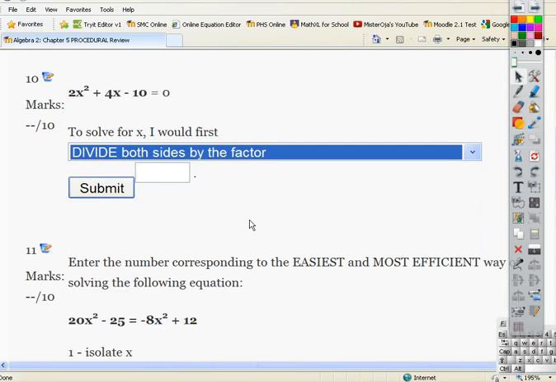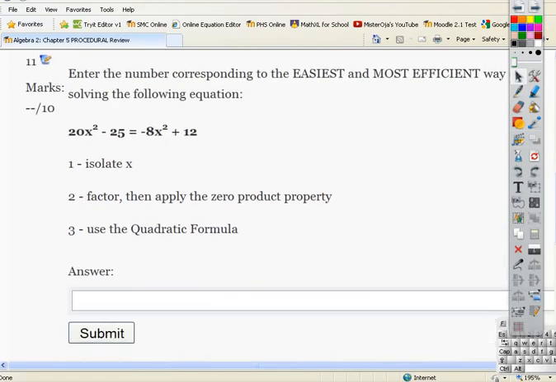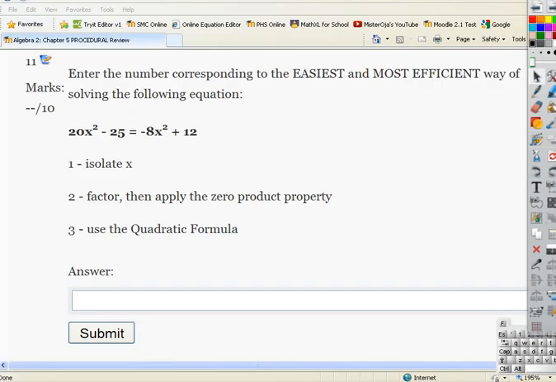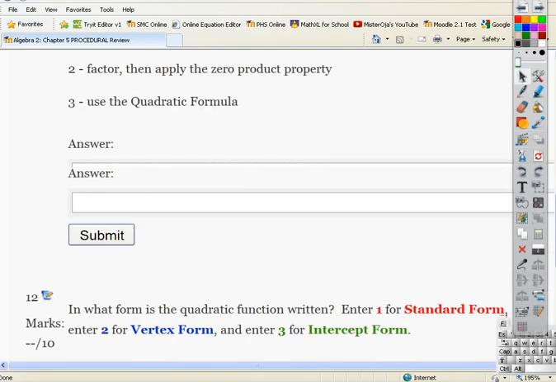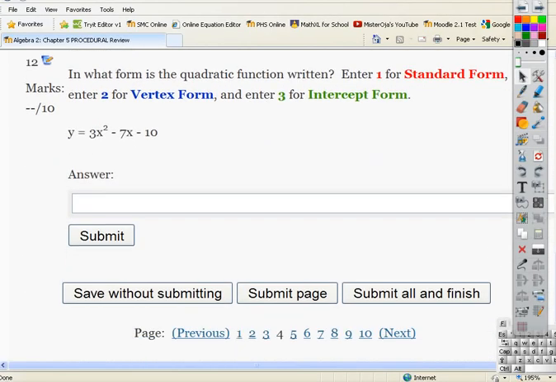Okay, what about this one? Enter the number corresponding to the easiest and most efficient way of solving this guy. Isolate x. How come? Now I see 2 x's up there, and there, right? But they're like terms, so I can combine them into one. Good. So isolate x. Questions on that? Okay, what form is that in? Standard, vertex, or intercept? Standard. Standard, very good. Okay, that's fine.